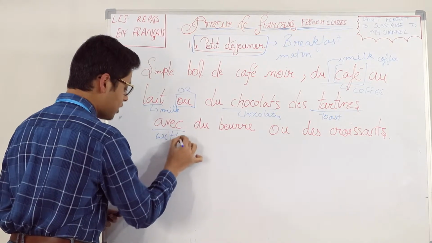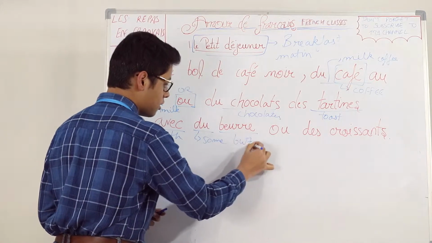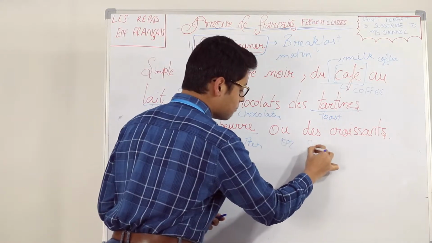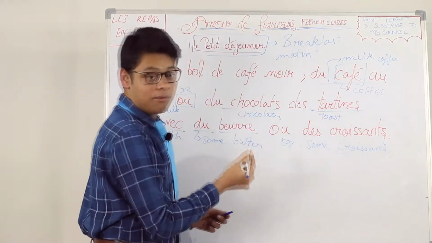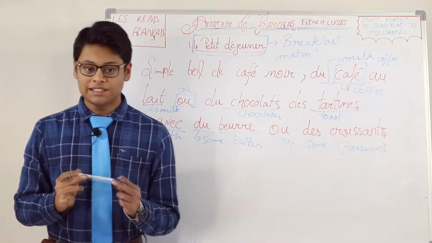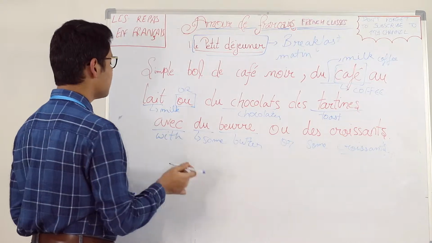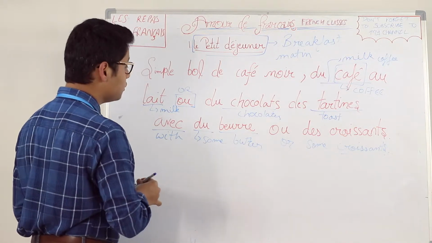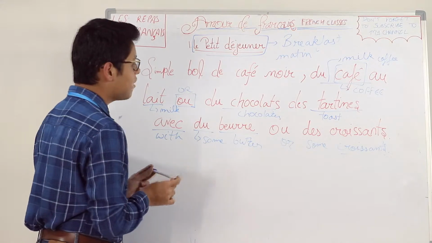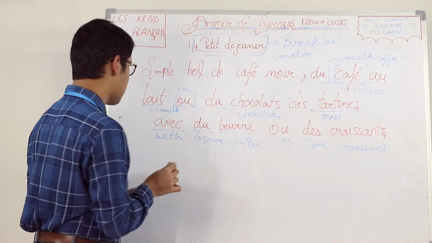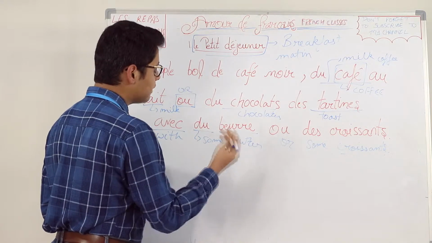So, du chocolat, de la tartine together means chocolate toast. Avec means with, du, some, beurre, butter, or some croissants. Croissants are a type of French bread. Now, first we will read in a flow in French and then we will translate the whole paragraph in English. So, let us start. Simple bol de café noir, du café au lait ou du chocolat, de la tartine avec du beurre ou des croissants. Now, in English, a simple cup of black coffee or some milk coffee or chocolate toast with some butter or some croissants.